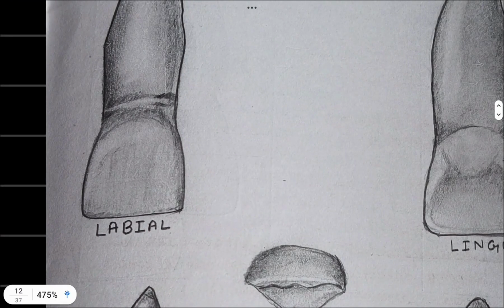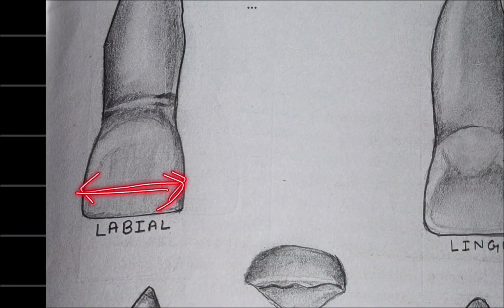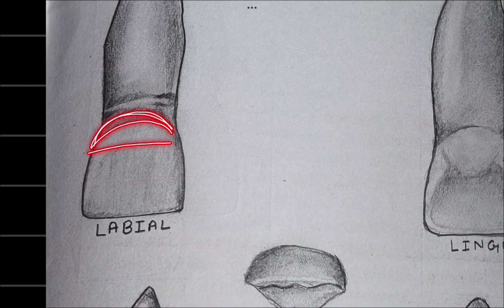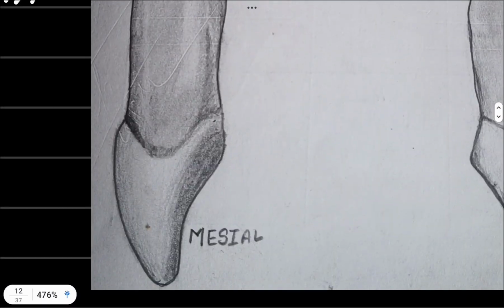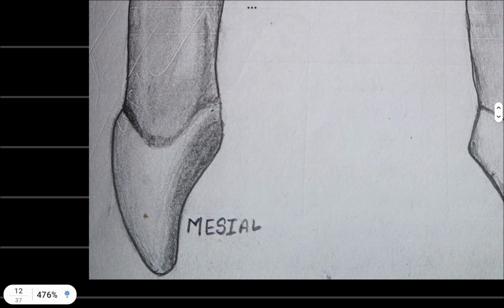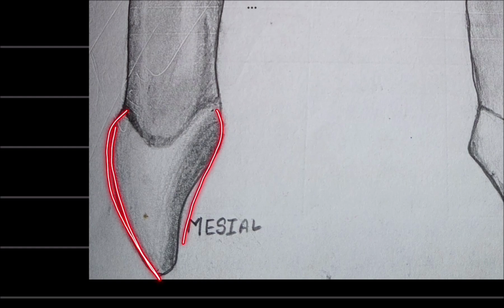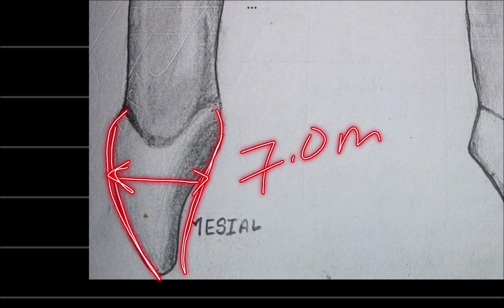Then we have the mesiodistal diameter. The mesial to the distal side, this diameter is the mesiodistal diameter, which is 8.5 millimeters. Then we have the mesiodistal diameter at the cervix. This is the cervix. So the mesiodistal diameter over here is 7 millimeters. Next we have the labiolingual diameter. From the labial side towards the lingual side, this diameter of the crown is called the labiolingual diameter of the crown, which is also 7 millimeters.